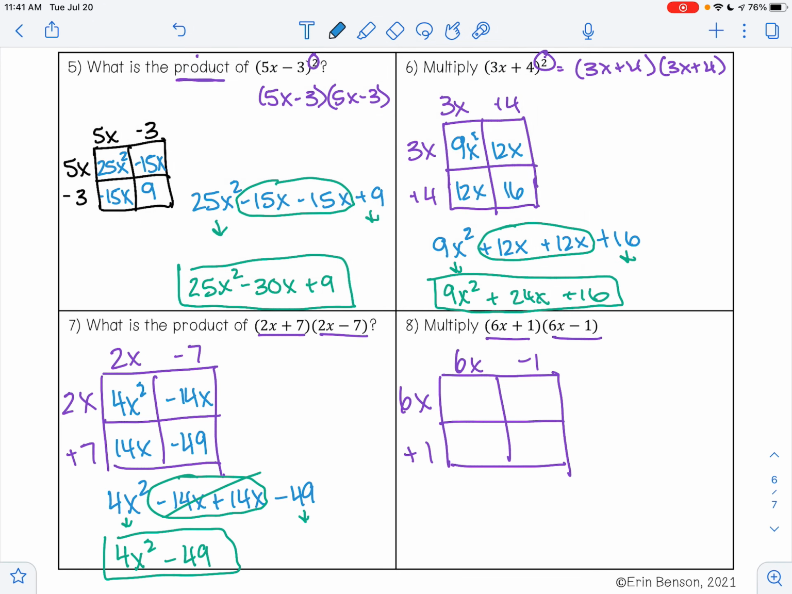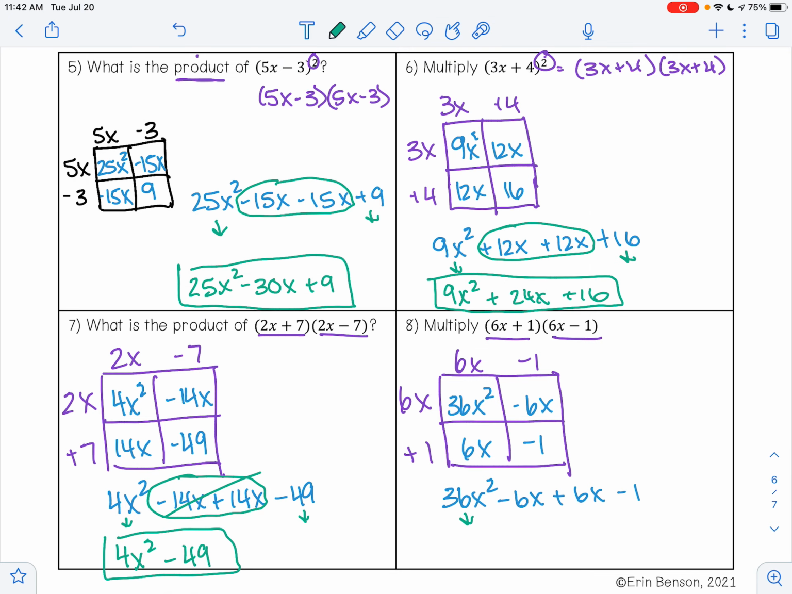6x times 6x is 36x squared. 6x times negative 1 is negative 6x. 1 times 6x is 6x. And 1 times negative 1 is negative 1. Inside of my area model, I have 36x squared minus 6x plus 6x minus 1.